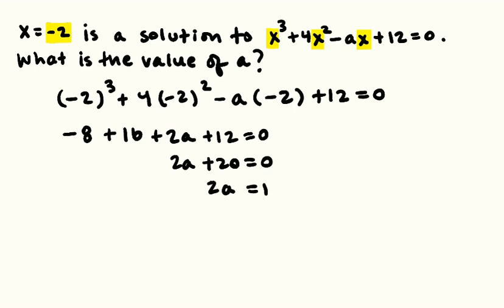And then from here, y'all know what to do with this. That's going to be negative 20, meaning a is negative 10. And I'm pretty sure that was answer choice C.